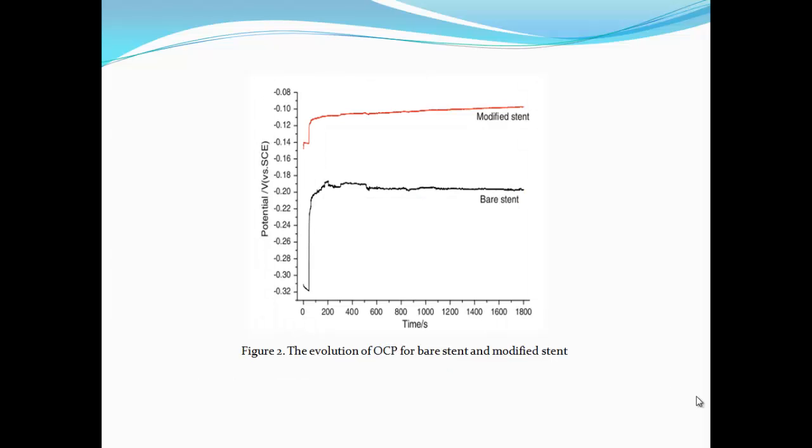Shown in figure 2 here, the modified stent on the top is more positive than the bare stent, and the modified stent is more stable since it does not vibrate much after 200 seconds. Also, the potential difference of the bare stent is much higher than the modified stent. As a result, the Coulomb charge should be higher in the bare stent compared with the modified stent.